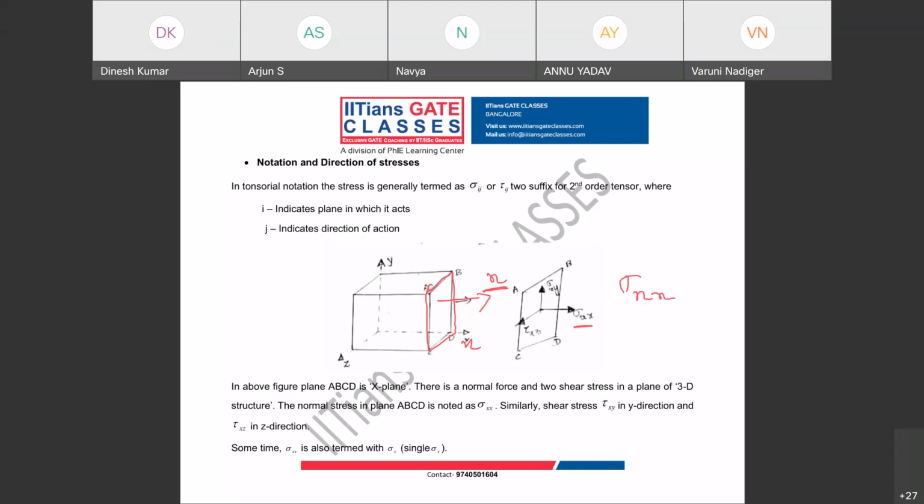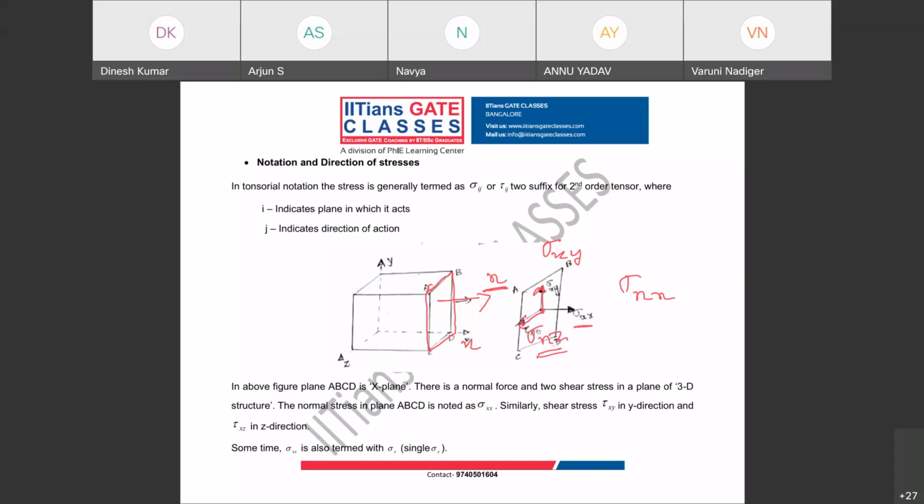X direction. So what is your stress? Sigma XX. Now if you see this stress, it is sigma, plane is X. What is the direction? Y. Right. Sigma XY. Now if you see this stress, what is your sigma? What is the plane? X. What is the direction? Z. So this is sigma XZ.